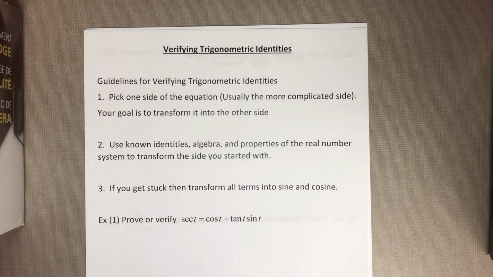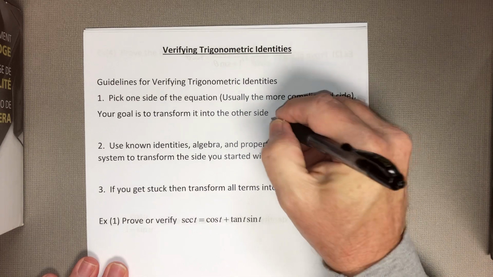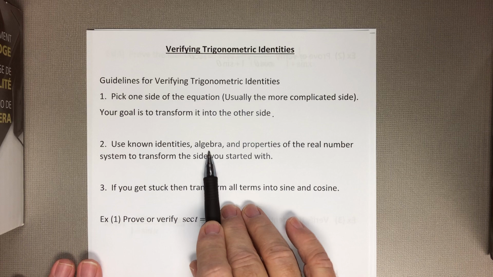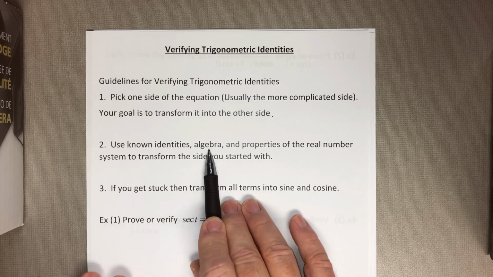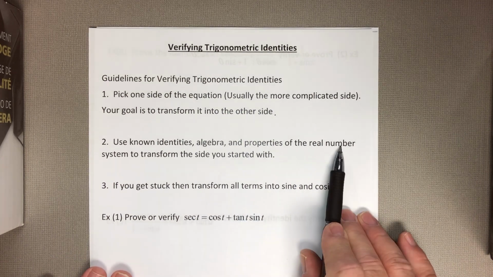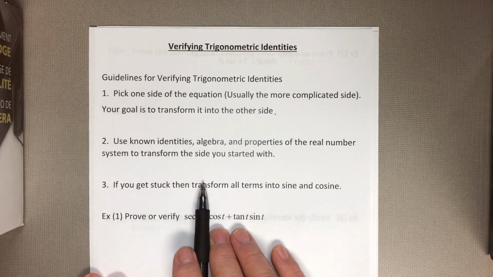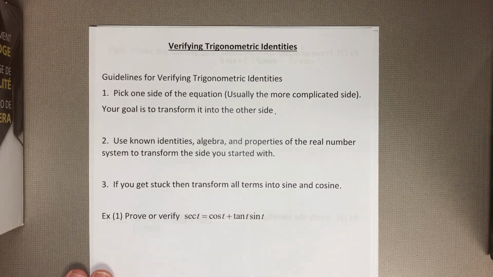The notes give you some guidelines for verifying trigonometric identities, and the first part of those guidelines would be to pick one side of the equation, usually the more complicated side, and transform it into the simpler side. You can use known identities, any algebraic skill that you know, any property of the real number system to transform the side you start with. You can't work on both sides, by the way, so leave the other side alone.